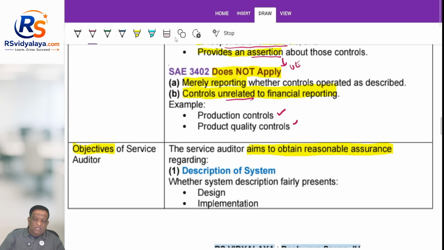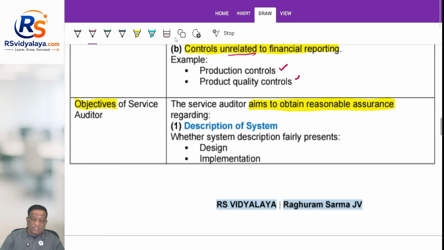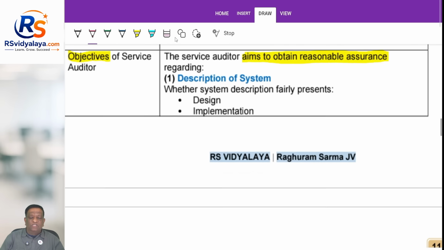So to cut short, this standard would become applicable only when the service organization is responsible for the controls and they are providing assertion about those controls to the user entity and the user entity auditor. That is when we will apply this. What is the objective of the service auditor?